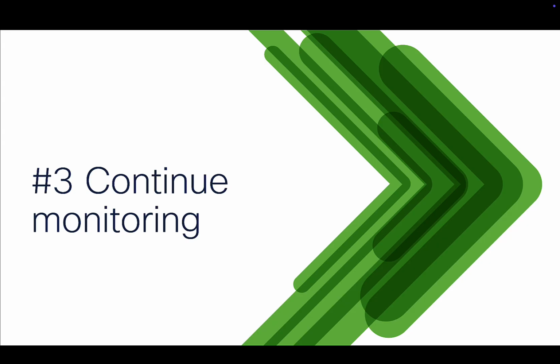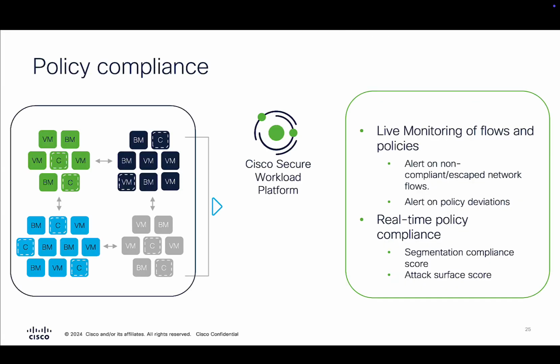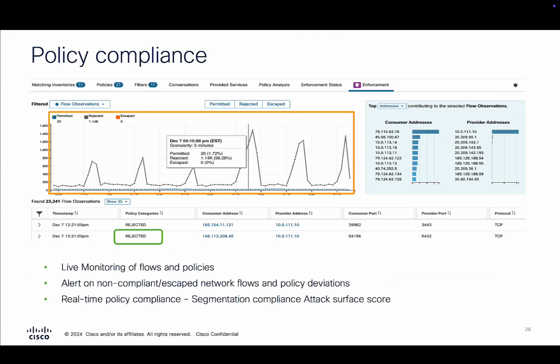Perfect. So we discovered policy, we analyzed it, and we enforce it to different enforcement points. It doesn't end there, right? So the last stage is continuous monitoring. Once you've enforced the policy, you are going to continue monitoring the policy compliance. So Secure Workload continues to do the flow compliance analysis post the policy enforcement. Once you've enforced the policies, the same level of visibility is maintained.